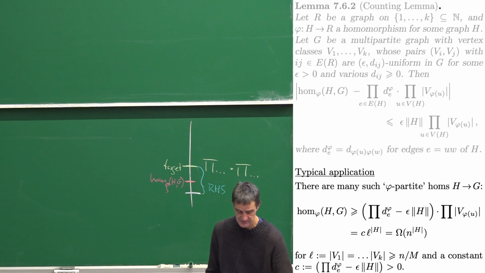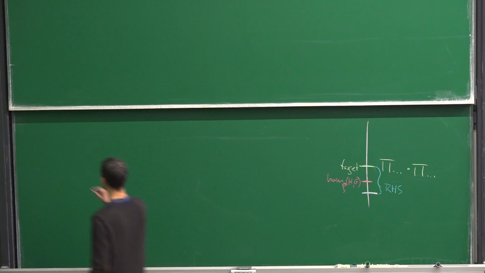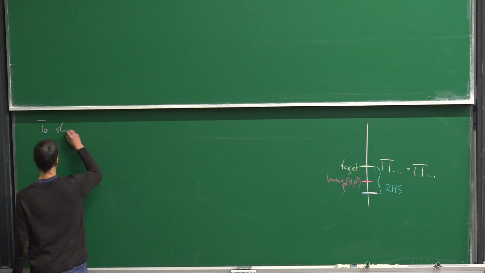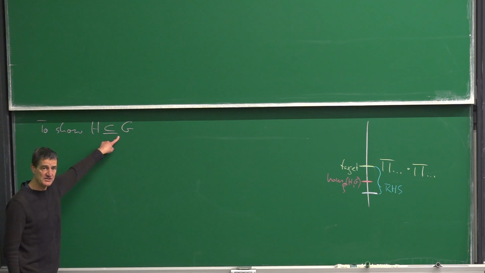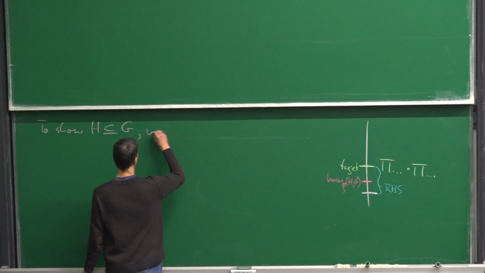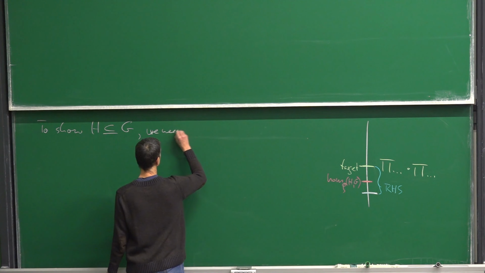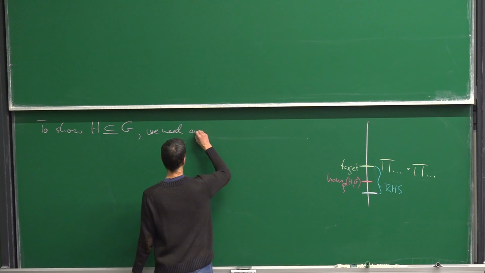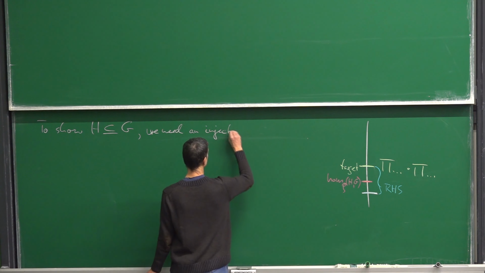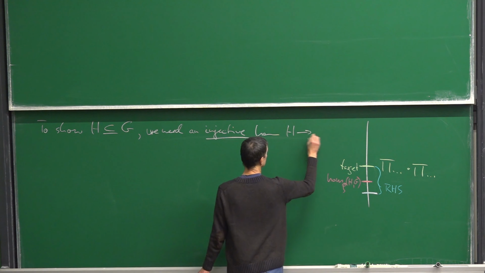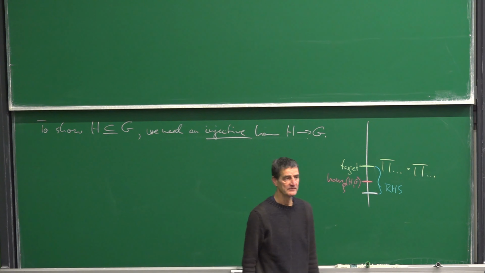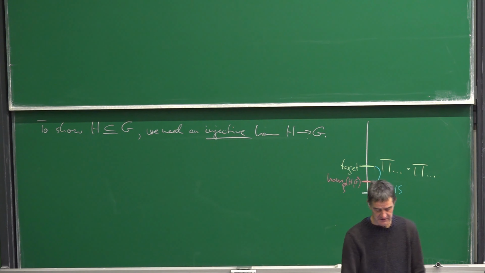So let me write this on the board. To show that a given H occurs as a subgraph in G, we need an injective homomorphism of phi to G. Then the image will be a subgraph isomorphic to H, and that's what we want.